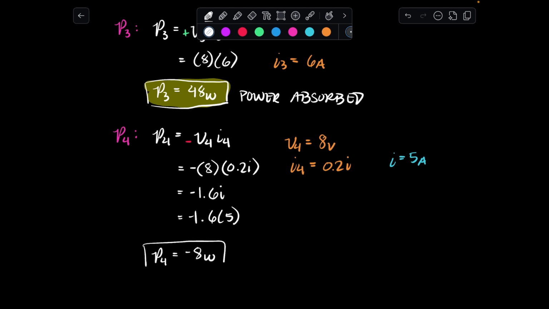And because this value is negative, we know that this power is being supplied, which makes sense since it is a current source. Even if it's a dependent current source, it's still a source, and that has the ability to supply power to the circuit.